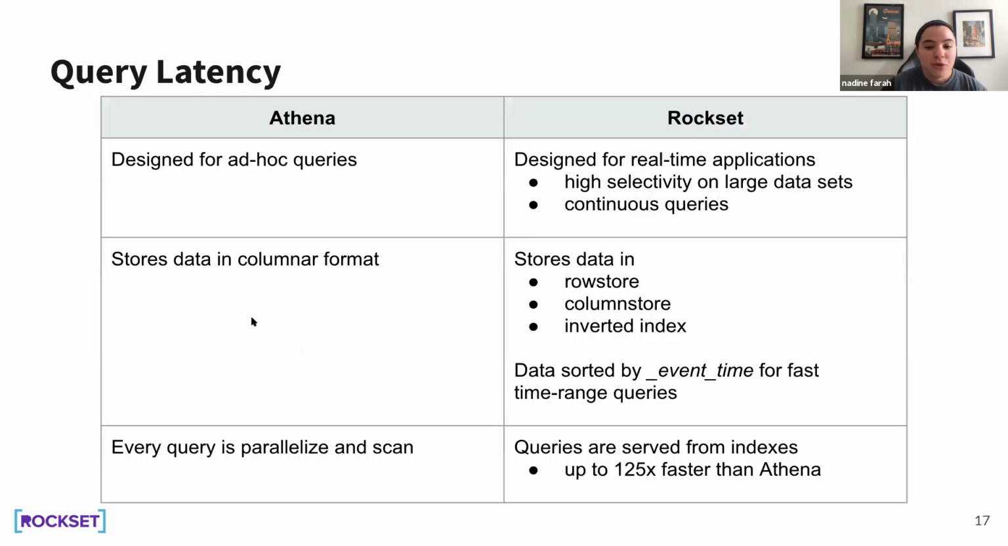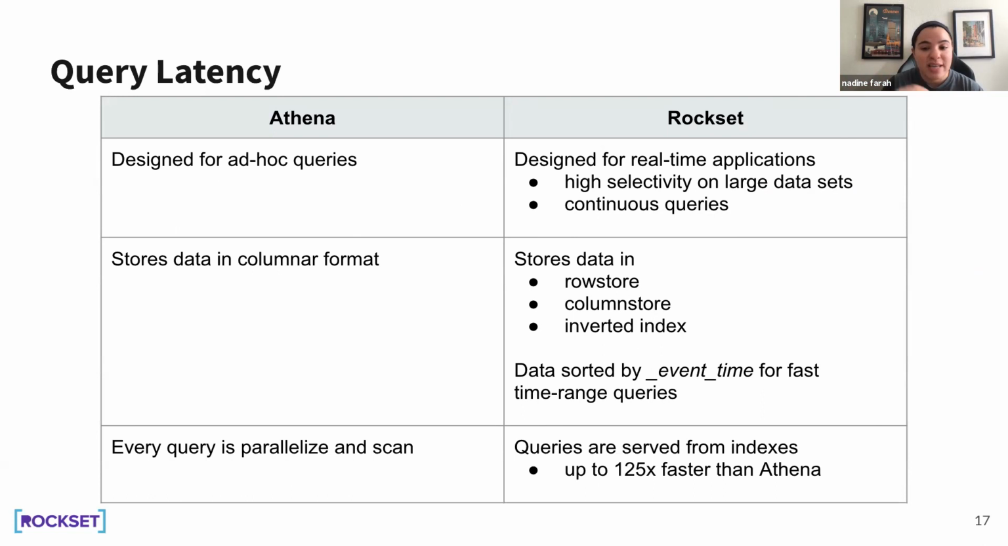So the first one obviously is query latency. On the screen, you'll see on the left side, we have Athena, and on the right side, we have Rockset. The similarities between Athena and Rockset is that both of them are SQL systems, which means you can join and you can do group bys and you can do order bys. But actually the similarities end there.